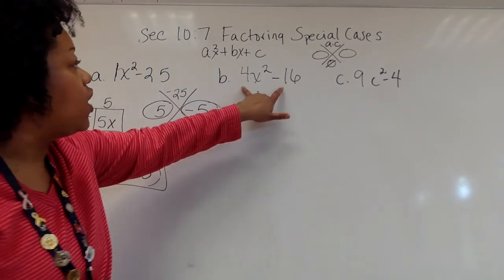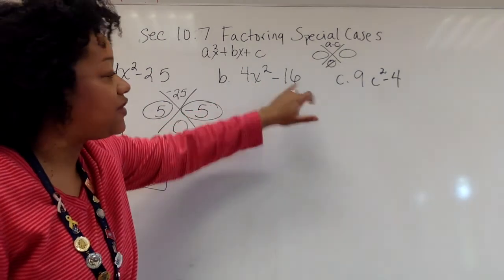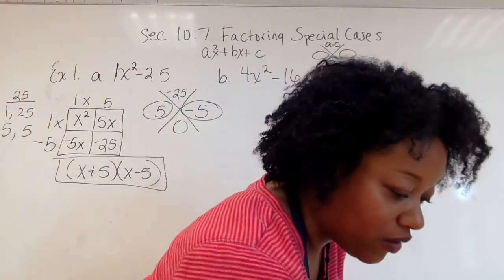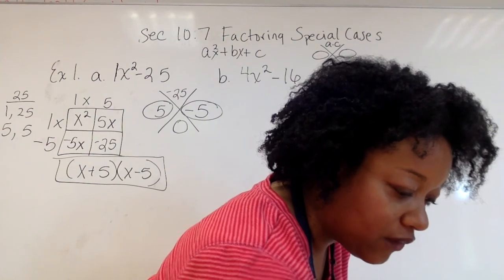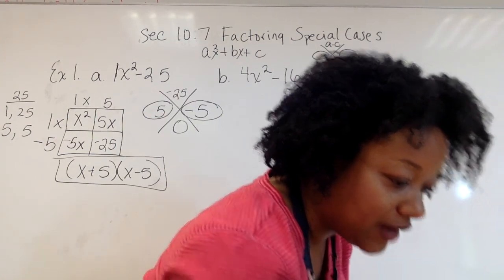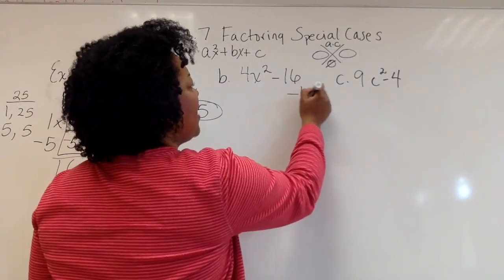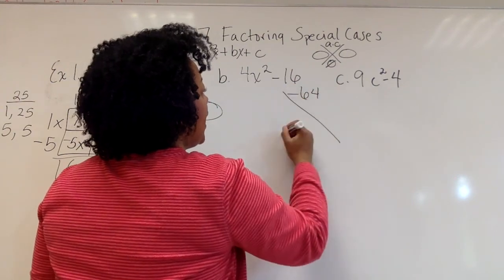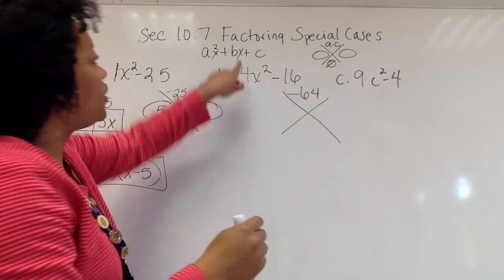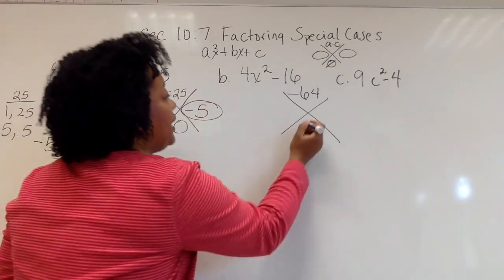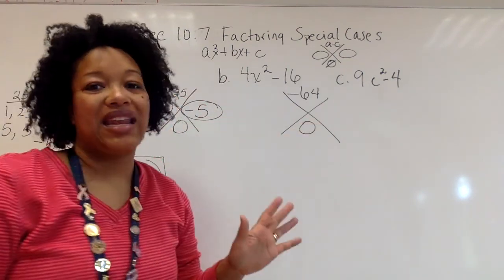So here we go. For letter B, 4 times negative 16, I gotta figure this out. Whoops, 4 times negative 16 is negative 64. That's not too bad, we can handle that. And remember, special case, there is no middle term, so your B is 0. Now this should be kind of easy.